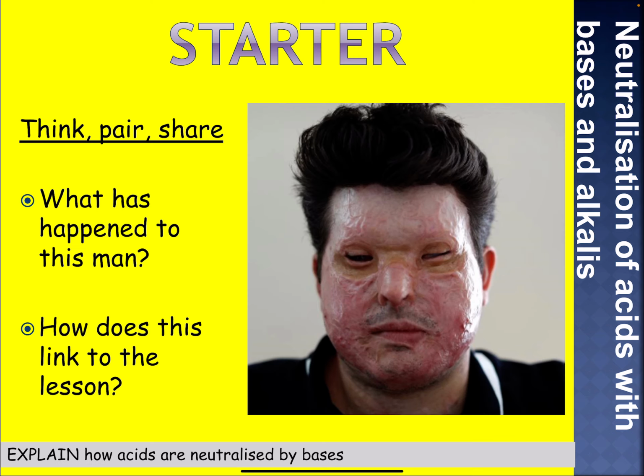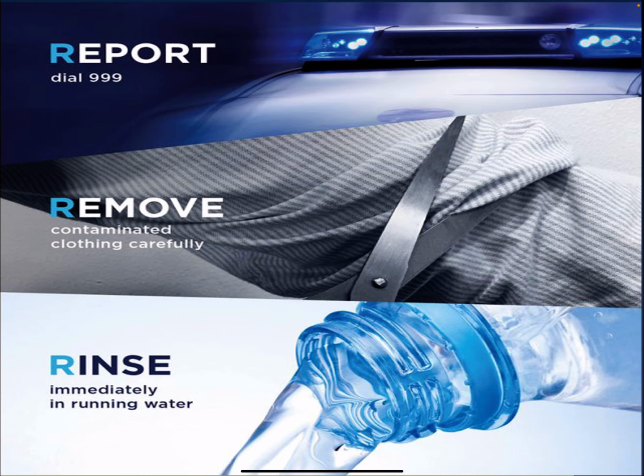Moving on. What has happened to this man? And how does this link to the lesson? You can pause the video here and have a brief discussion. Okay. Well, he's had some accident with an acid, something obviously acid has been, I don't know, poured onto his face, or acid has got onto his face. That's an acid. And if that does happen, obviously 999, remove the contaminated clothing and rinse with water immediately.